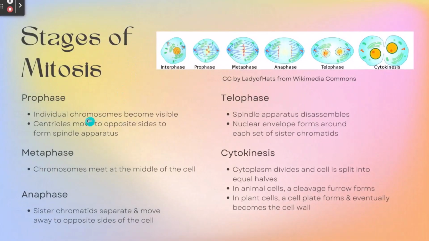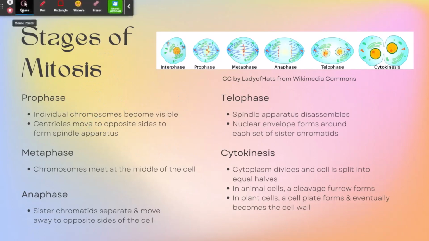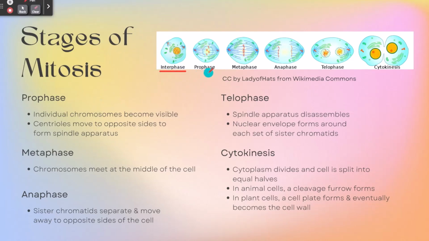So here we have the specific stages of mitosis. Up here we have interphase, and that is where G1, S, and G2 are happening. And then we get into prophase. With this stage, individual chromosomes become visible, and the centrioles, which if we remember in the organelles section, help with cell division, begin to move to the opposite sides of the cell to form a structure called the spindle apparatus.